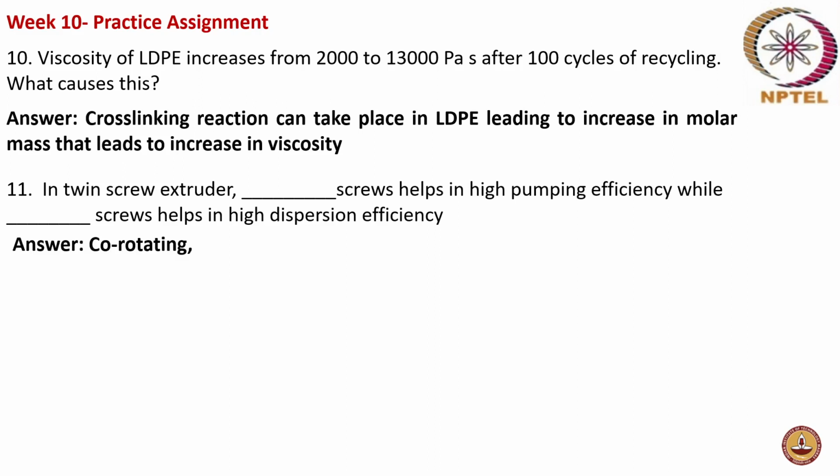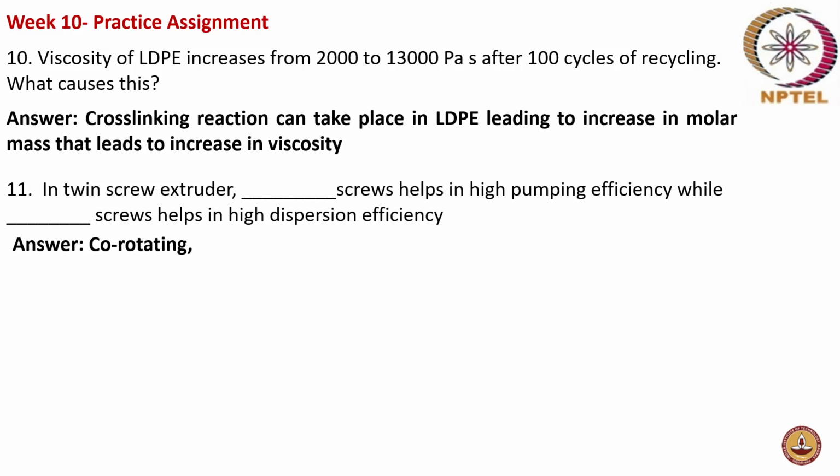So it is actually a co-rotating operation. It helps in high pumping efficiency because both the screws rotate in the same direction, and this leads to double transport action of two screws. So you can pump the polymer melt easily.